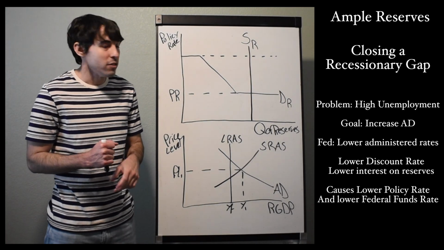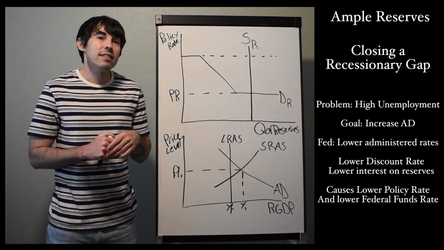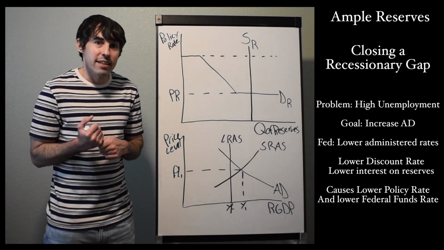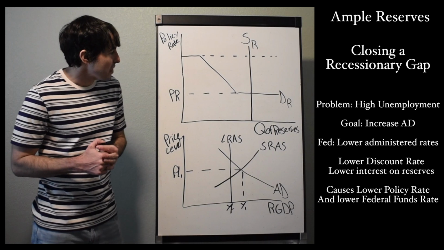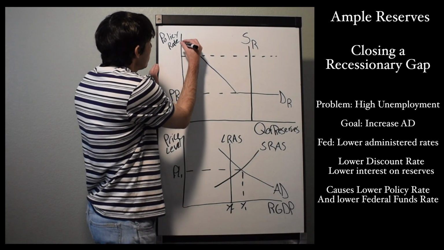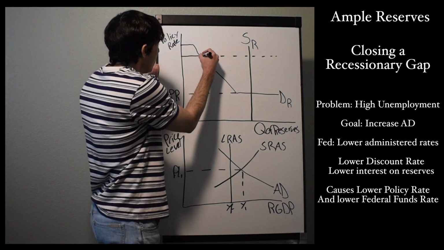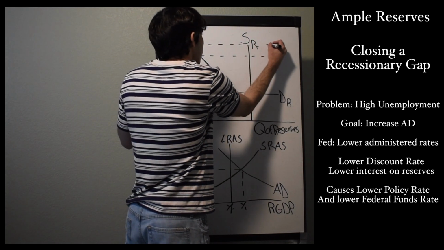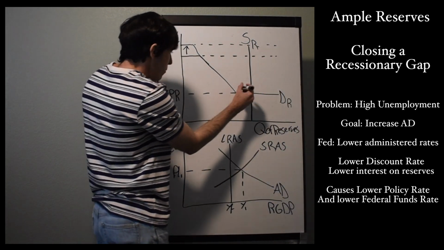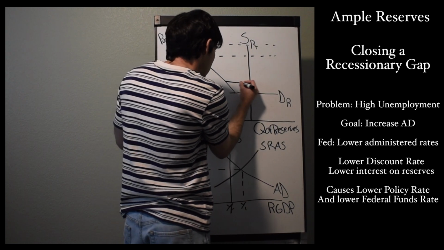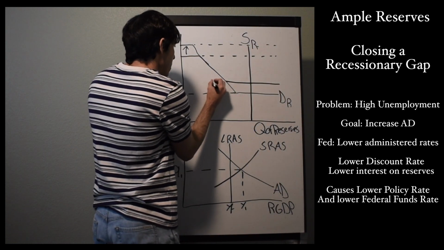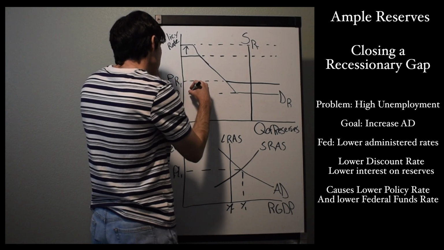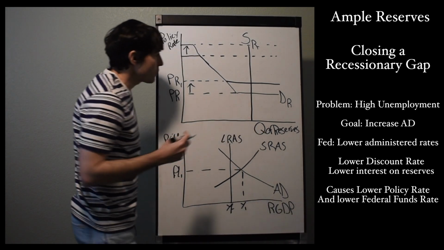So what we'll have to do now is increase the administered rates, aka the Fed's policy rates, the discount rate, and the interest on reserves balances. So first thing we can do, increase the discount rate. So we have a higher discount rate. And we also increase the interest on reserves balances, and we end up with a higher nominal interest rate.